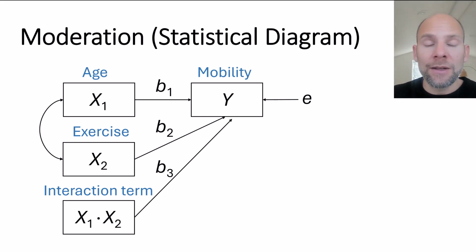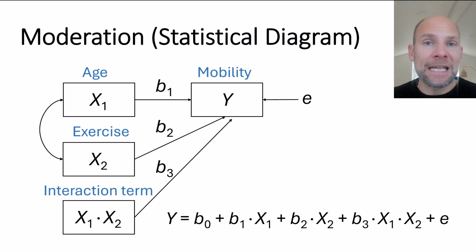So as a result, this entire model can be described by a single multiple regression equation where we have X1 as predictor, X2 as predictor, and the product X1 times X2 also as a separate predictor. And that allows us to test whether exercise has an interactive effect on the relationship between age and mobility. We can look at the coefficient b3 for the interaction term, and we can test whether that interaction term is statistically significantly different from 0. If b3 is different from 0, then this indicates that there is an interaction effect that we should plot.